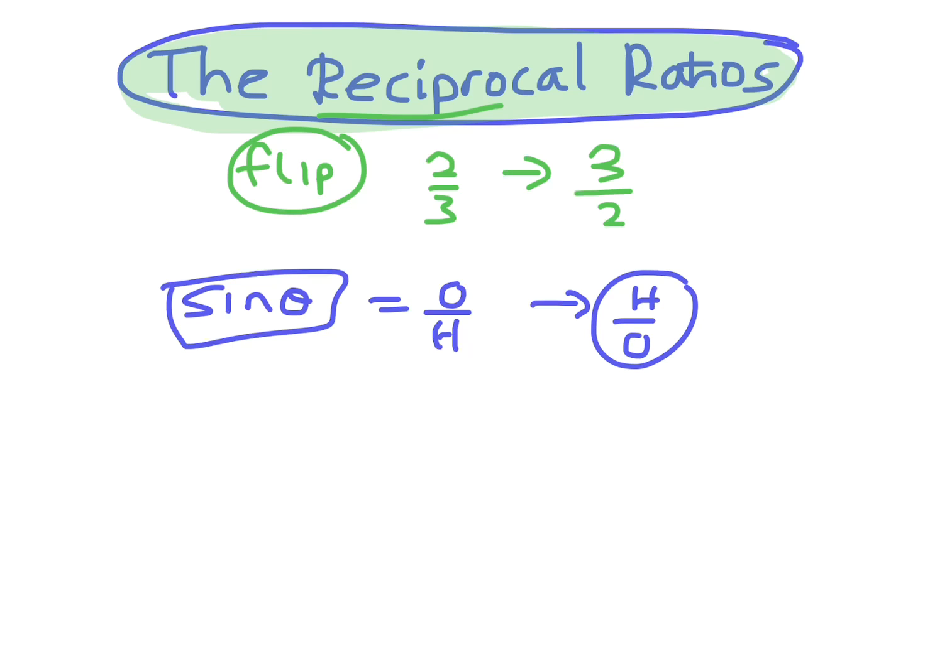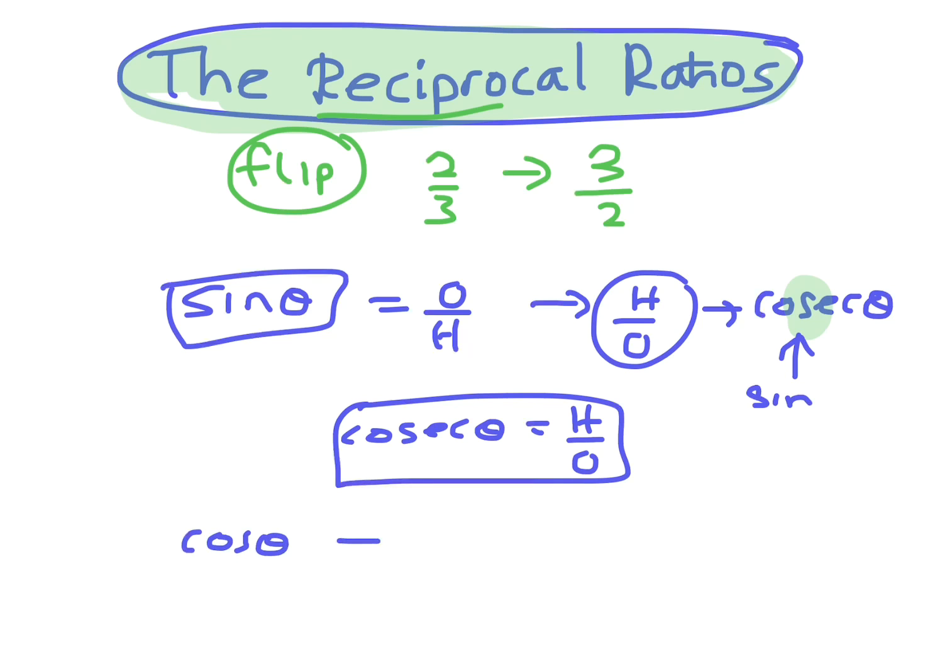Now when we flip it over, we actually call it cosec theta. And a way to remember this is quite magic. If you look at the third letter, it will tell you that cosec is the reciprocal of sine. So basically cosec theta equals hypotenuse on opposite.